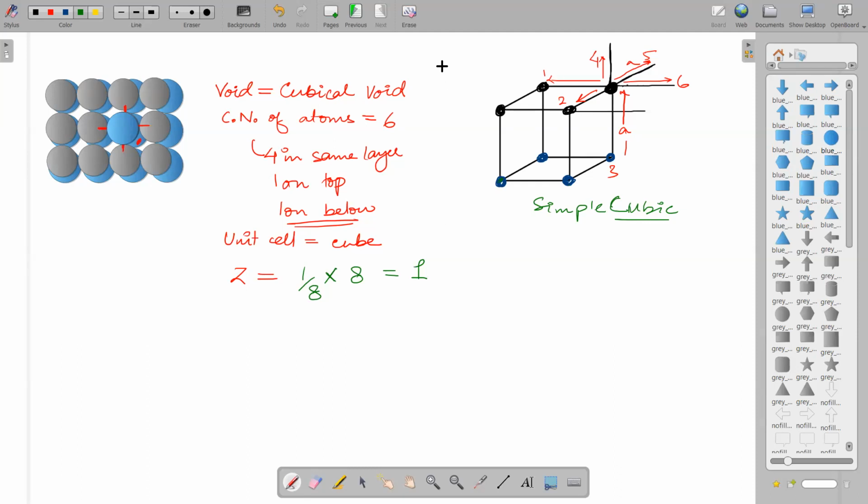Any doubt? Ahmad is writing Z is equal to 2. How 2, sir?